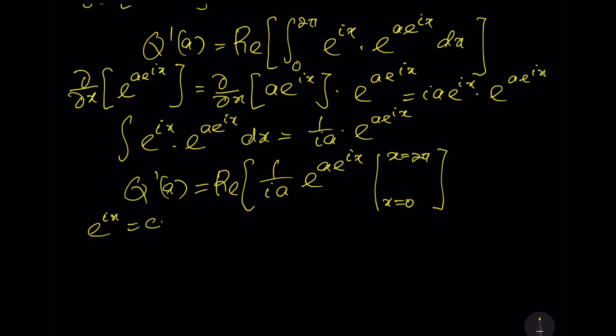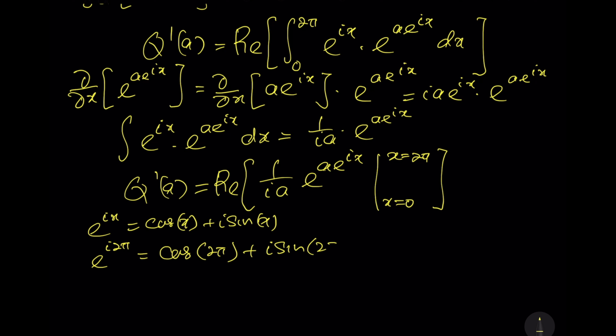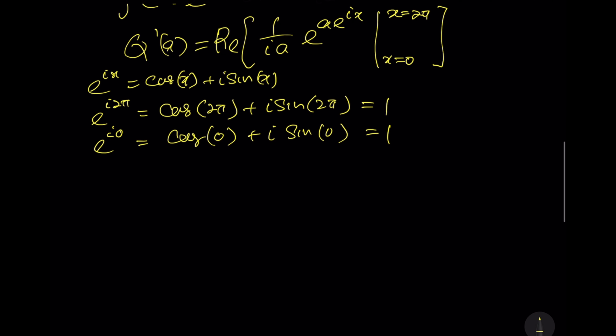Refer to Euler's formula again. e^(i 2 pi) equals cosine 2 pi plus i sine 2 pi, which equals 1. e^(i 0) equals cosine 0 plus i sine 0, which equals 1 as well. So therefore, Q'(a) equals 0. But Q'(a) is not what we want.